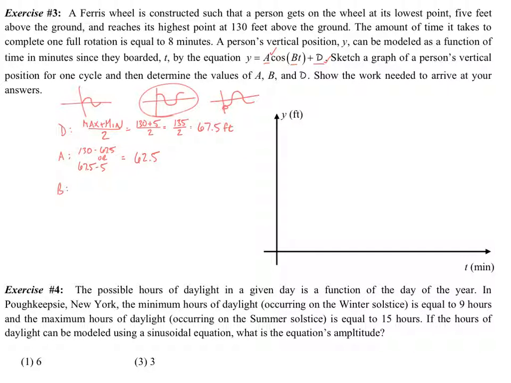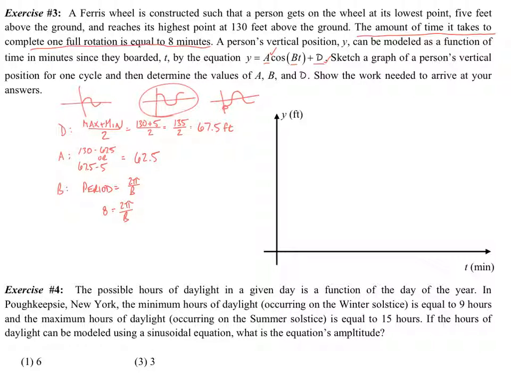b takes a little bit of a calculation. So since b is related to the period of the function, I'm going to start with my period equation. And I know that period is equal to 2 pi over b. So that indicates that I must know what the period of the function is. If I go back to the word problem, it says that the amount of time it takes to complete one full rotation is equal to 8 minutes. That's telling me that when I jump on the Ferris wheel and it goes all the way around and comes back to the bottom where it's time for me to get off the Ferris wheel, that takes 8 minutes. That's one full cycle of this function. So the period is 8, and now what I have to do is just solve for b.